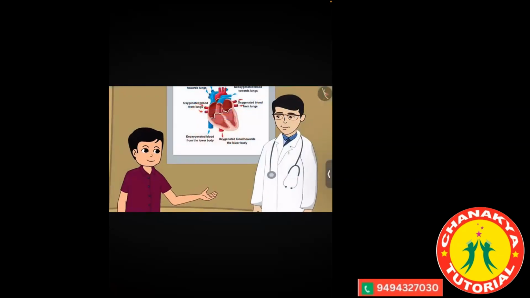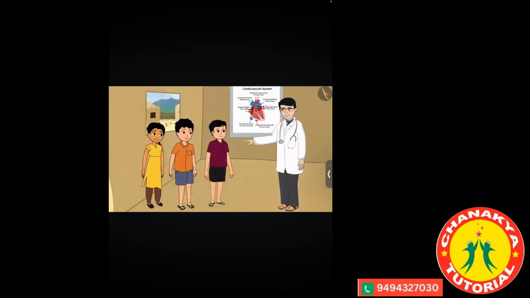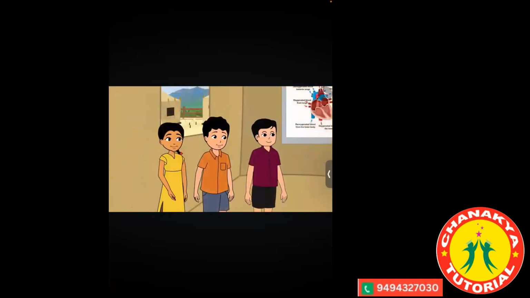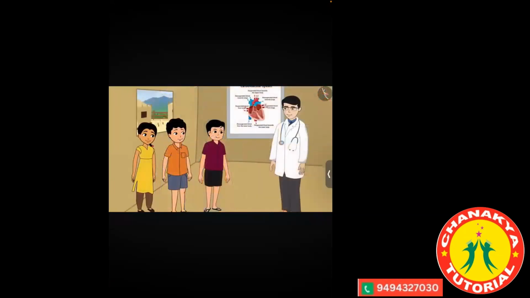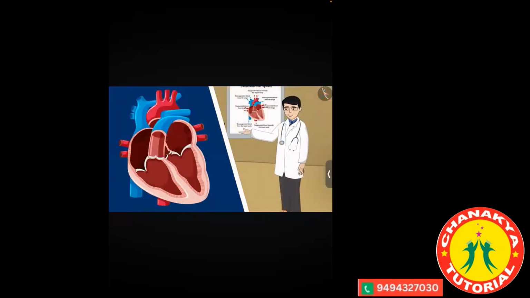But this is going into the lungs? Yes, the pulmonary artery takes the deoxygenated blood to the lungs. But arteries carry oxygenated blood. Yes, but only the pulmonary artery carries deoxygenated blood.